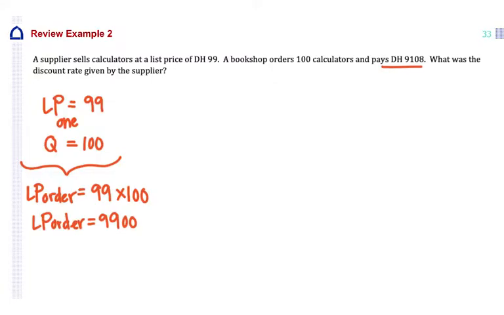And it said they paid 91.08. That means that's the cheaper price. So we'll call that the net price. The cheaper price is the price they paid, 91.08. What was the discount rate?